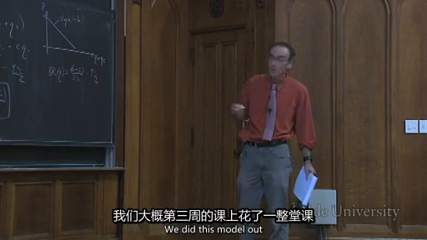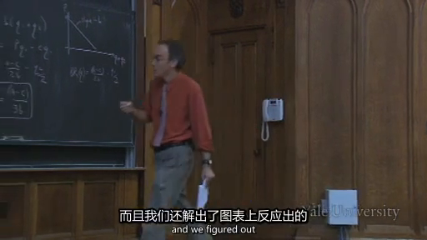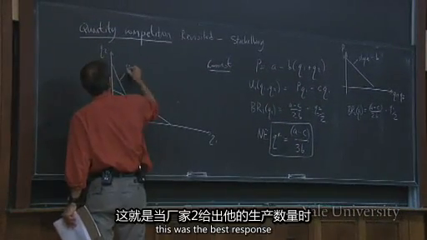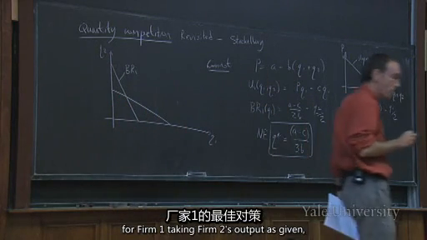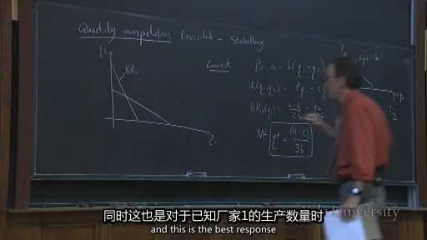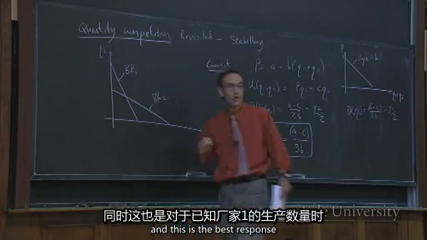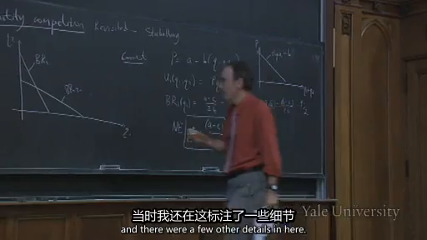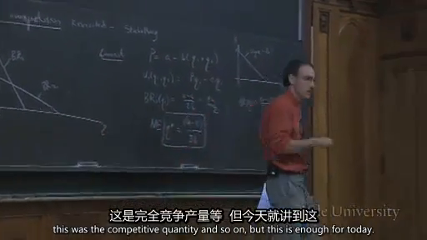And we did this model out in full in maybe the third week of class, and we figured out what the best response diagram looked like. And if you remember correctly, this was the best response for firm 1, taking firm 2's output as given, and this is the best response for firm 2, taking firm 1's output as given, and there were a few other details in here. This was the monopoly quantity, this was the competitive quantity, and so on. But this is enough for today.